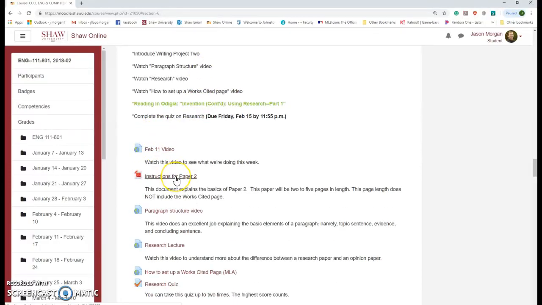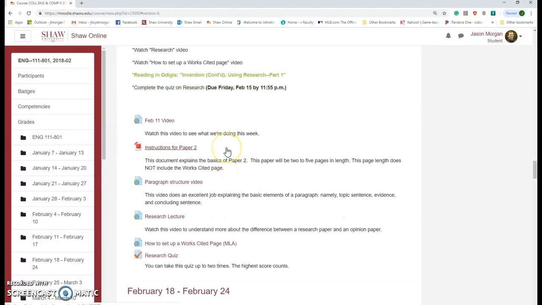The instructions for paper 2 are right here. It's basically going to be a 2 to 5 page research paper, and that does not include a works cited page. Okay, what does that even mean? Well, we'll get there. There are videos that will help you as far as how to structure your paragraphs, how to do research, how to set up the works cited page, and such like that.